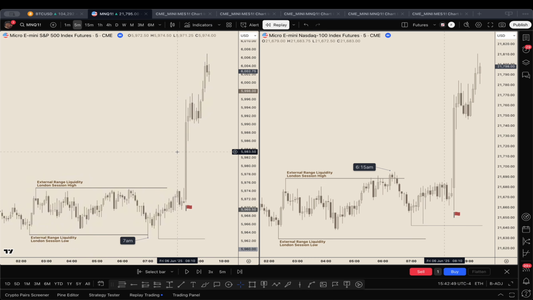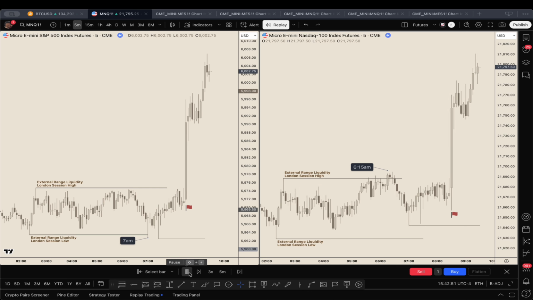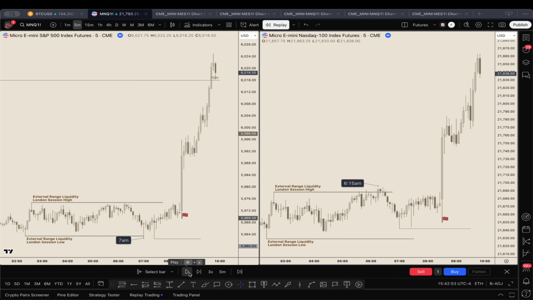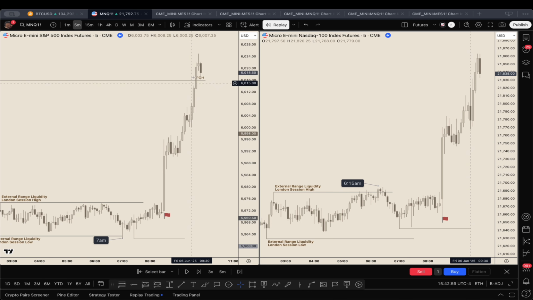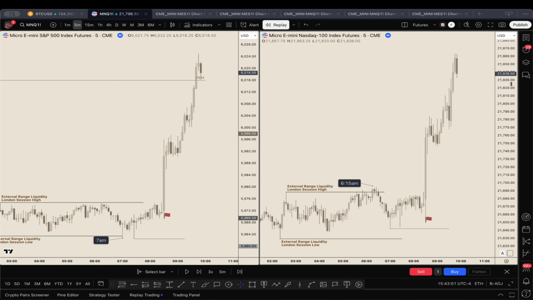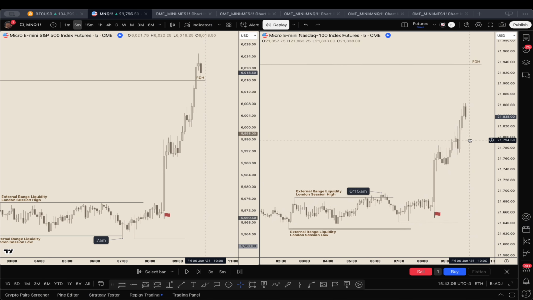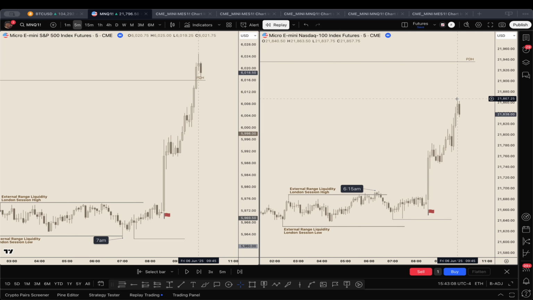So if I hit play here, you'll see how price is going higher right here. And now take a look at the left chart. You can see price breaching the previous day's high, but if you look over here on the left, you'll see just how far away we were from the same level on NASDAQ, really far away. So I took this as some divergence or SMT, and I looked at the S&P to trade.